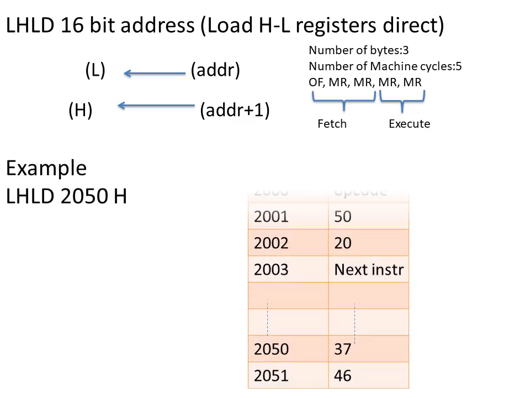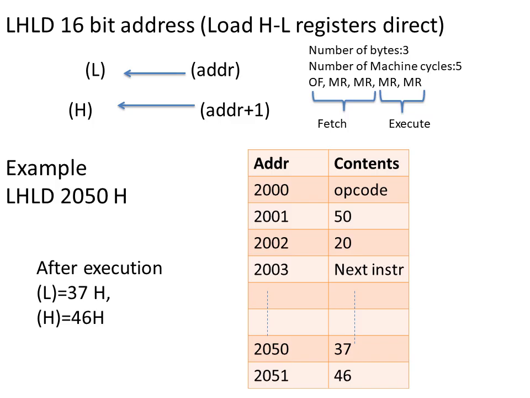So if it is LHLD 2050, with 2050 containing 37 and memory location 2051 containing 46, then 37 will be taken into the L register and 46 will be taken into the H register after execution.